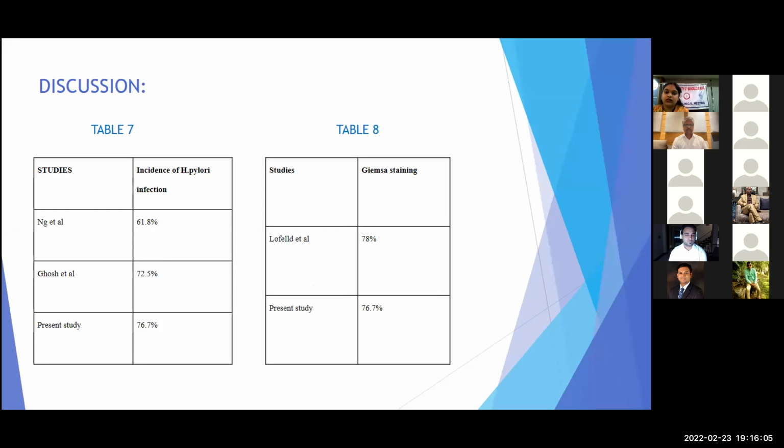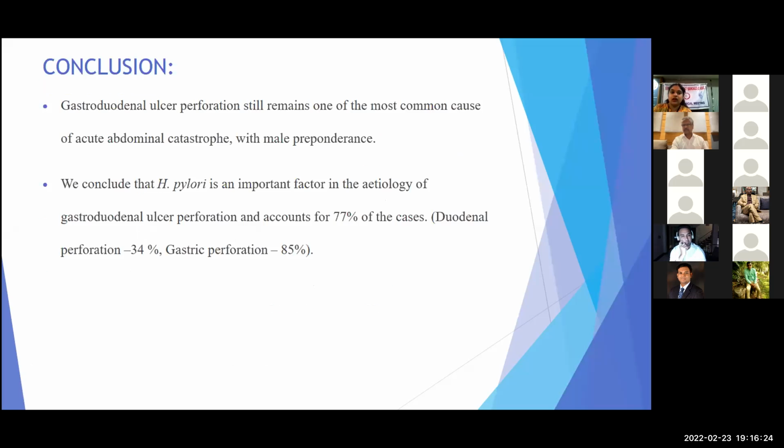In table 8, Lofed et al. conducted a study on 302 patients and found that Giemsa staining gave an accuracy of about 78% in identifying Helicobacter pylori infection. In the present study, 76.7% of the patients were identified, and we also used Giemsa staining, which was helpful in identifying the Helicobacter pylori organism. Moving on to my conclusion.